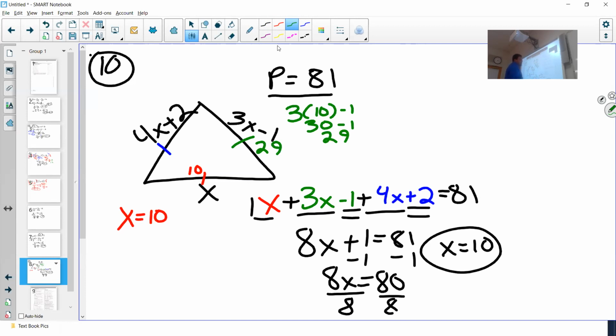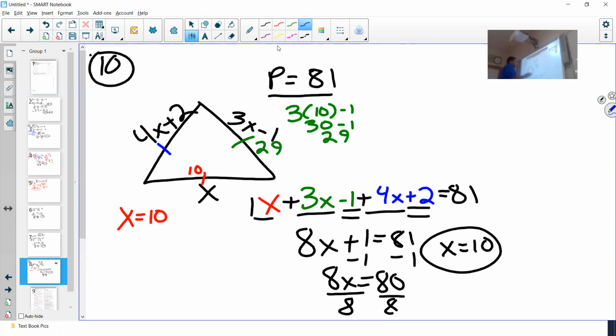Craig, do all the sides need to be equal? No, we never said anything about it being an equilateral triangle, which means that all the sides are equal. And we actually know for a fact they're not equal because the expressions are different between the three. Yeah, I was confused at first.